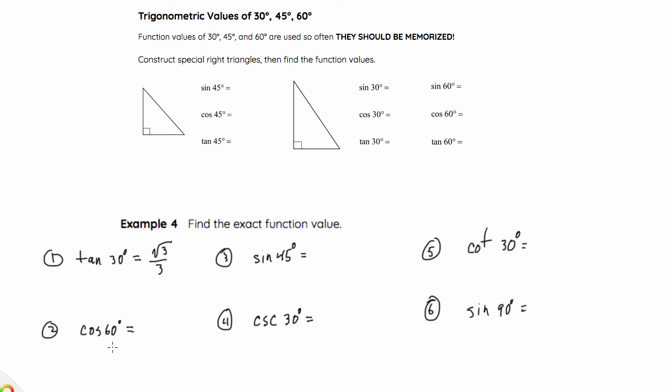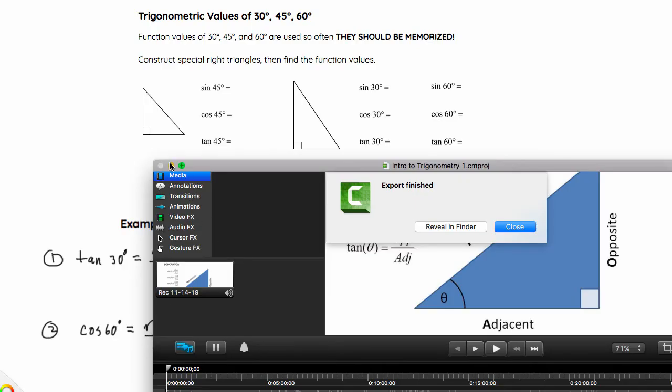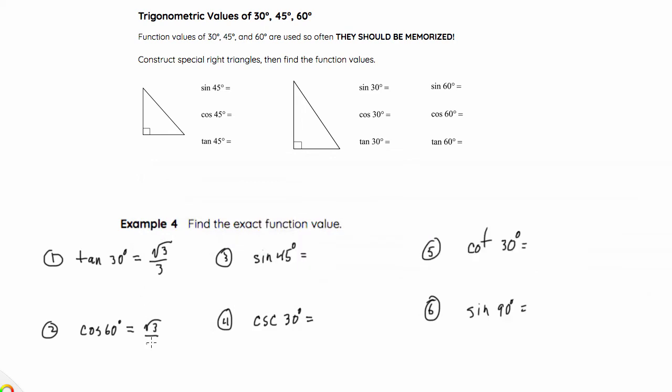Okay, cosine of 60. All right, so we have to have that memorized. All right, so here's what goes through my head. The sine of 30 is a half. So I know that the cosine of 60 is not a half. That it must be the root 3 over 2 thingy. So it's the root 3 over 2. All right, we have root 3 over 2.